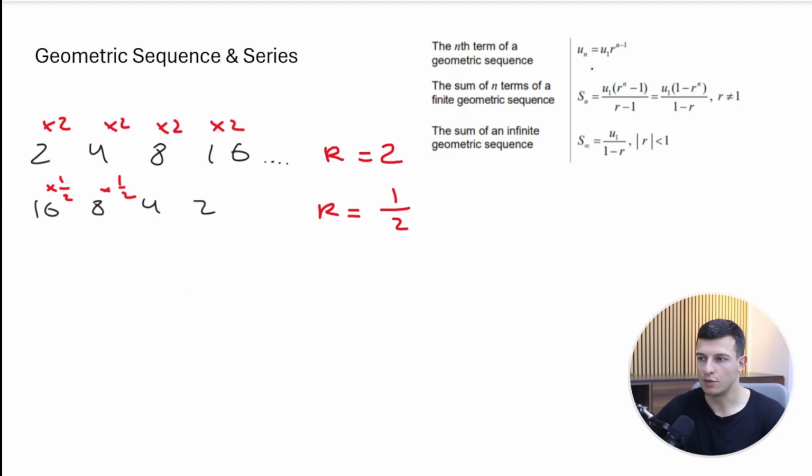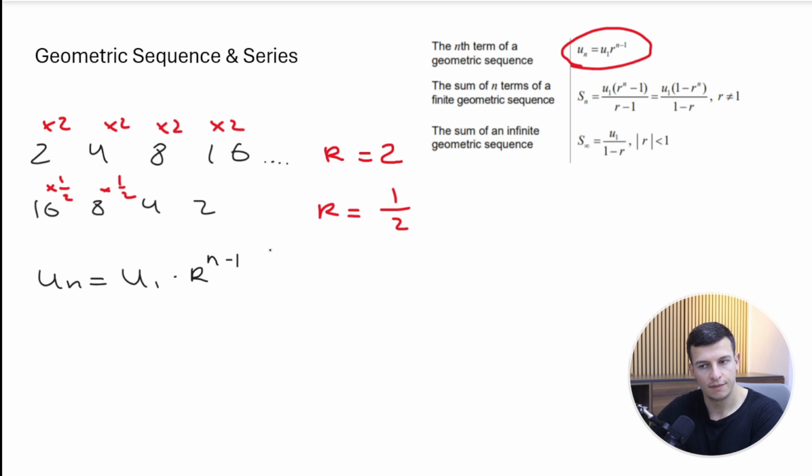So the nth term of a sequence, we're looking at this formula right here, is un, meaning nth term, is equal to u1, multiplied by r to the power of n minus 1. You already know what u1 is from arithmetic sequence. u1 means the first term. R meaning the ratio. So there's nothing unclear here, I hope. u1 is the first term, r is the ratio, and n is just n, the nth term.